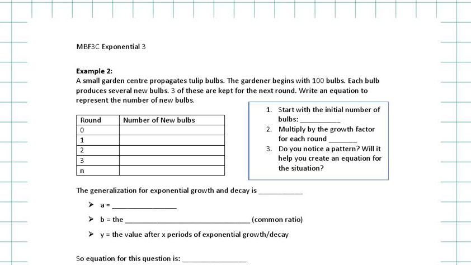So, what's our scenario here? What do we have? What are we starting with? We're starting with 100. And then what's happening after that 100? They're going to make flowers, they're going to make bulbs. What's going to happen? Increase by 3, so it's 103? No, it's 100 times 3. Each bulb is going to make 3. So how many bulbs do I have in the second round?